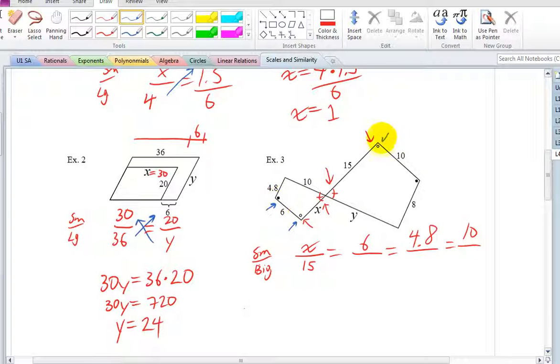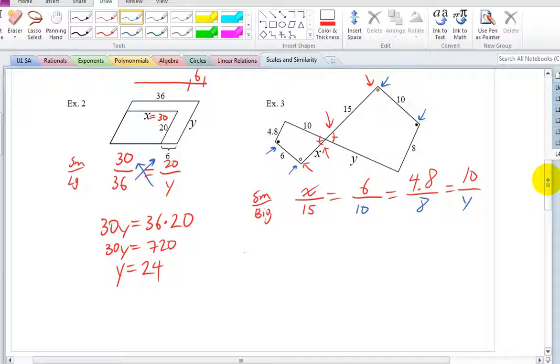Open dot, closed dot? Yeah, you're right. It must be the 10. And then an 8. And then a y. Okay. Now, you have a choice here.